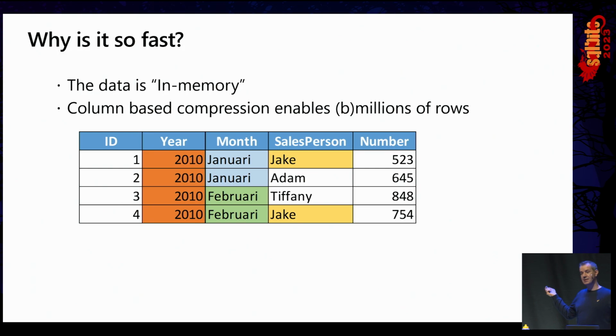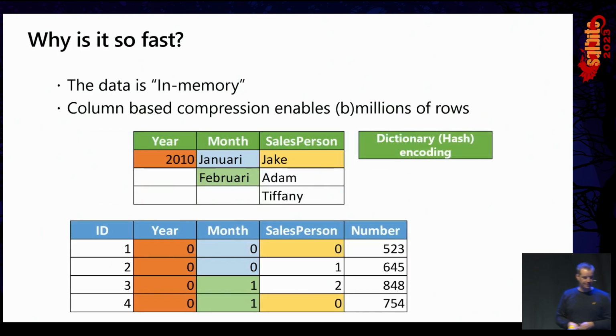So why is it so fast? The data is in memory. It's a column-based compression that enables billions of rows. So what it does is, when you import data and it looks like this, it will look at the data inside and it will store it in a different way in memory. So there's a few things that are happening here.